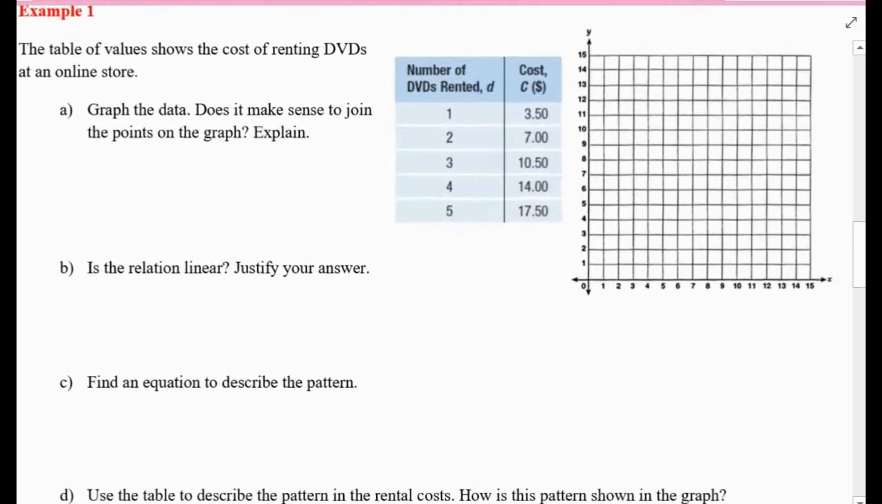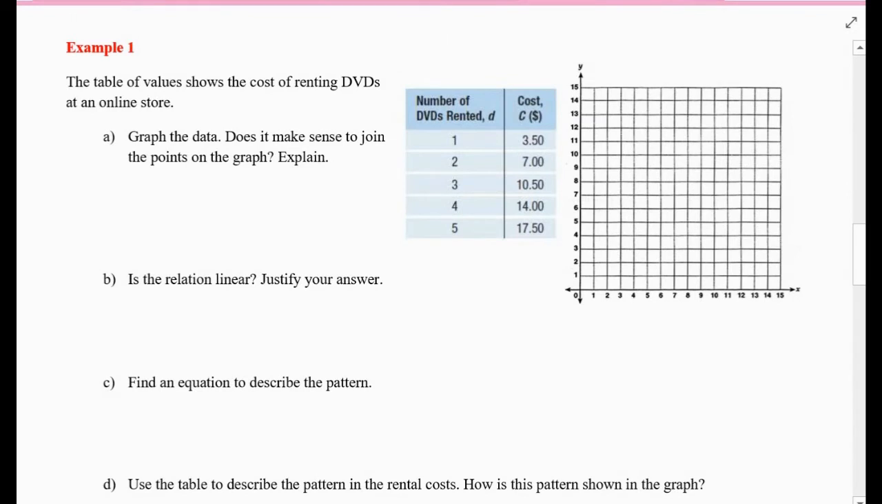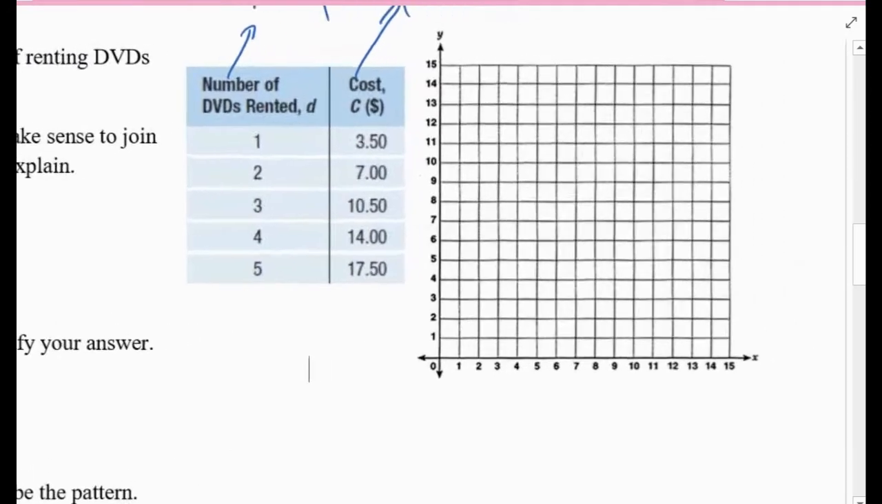Example 1. The table of values shows the cost of renting DVDs at an online store. So depending on the number of DVDs, the cost changes, right? The cost depends on the number of DVDs. So this is the dependent variable and this is the independent variable. Remember that. This is input and this is output values. Graph the data. Does it make sense to join the points on the graph? Explain.